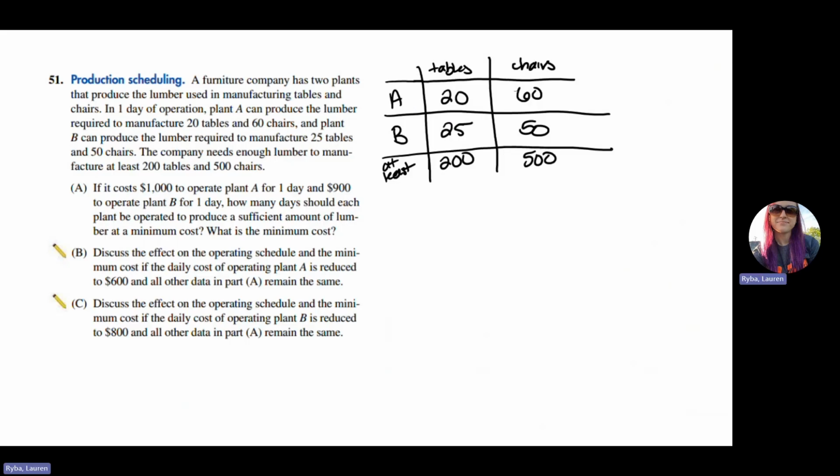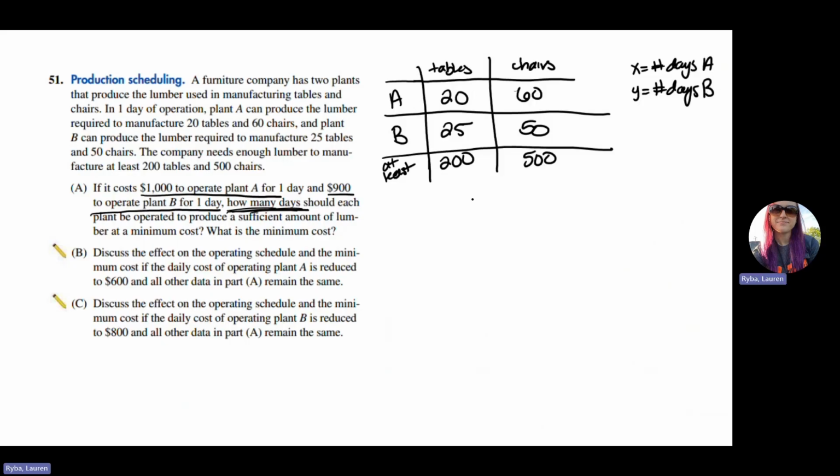If it costs $1,000 to operate plant A for a day and $900 to operate plant B for a day, how many days should each plant be operated to produce a sufficient amount of lumber at a minimum cost? And then what is that minimum cost? All right, so as I'm reading that, it's asking me how many days. So X is the number of days at A, and Y is the number of days at B.